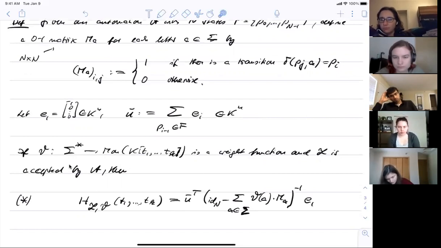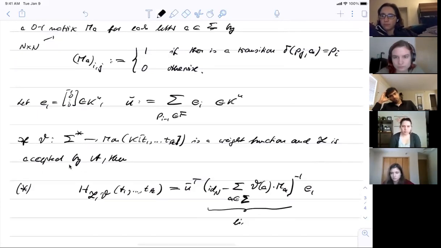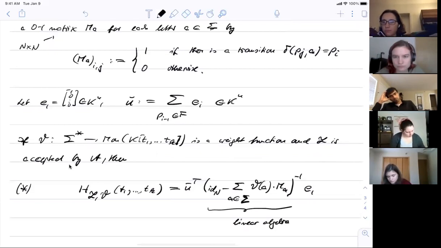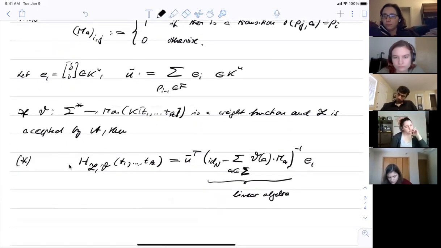But what's the beauty of this? Once you have the automaton, this gives you the recipe for how to compute these matrices, and then you just have to compute this inverse matrix. But of course, that's just linear algebra. So that is then actually very fast. And that gives you a formula.